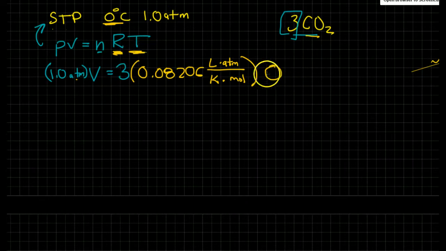For temperature, if I put 0 here, I'm going to end up with 1 times something equals 0, right? And the only thing I could put in there to make it 0 for the volume would be 0, and 0 volume makes no sense, okay? So let's back up a little bit.